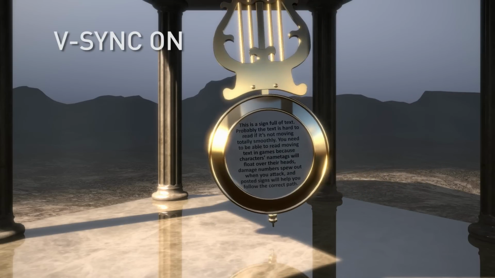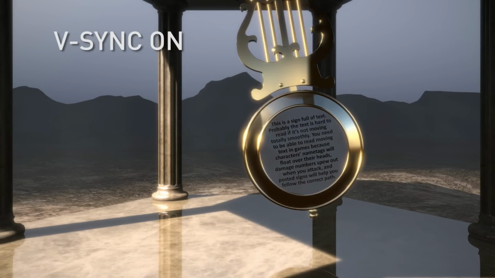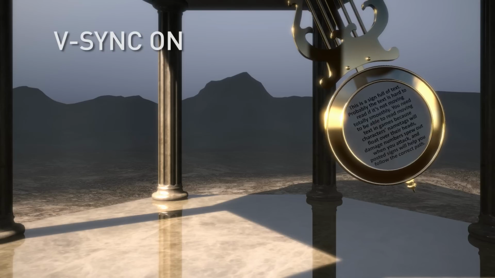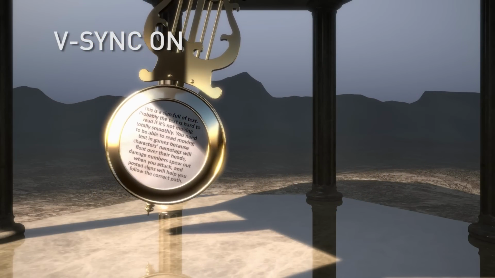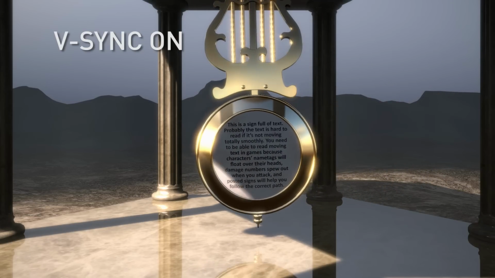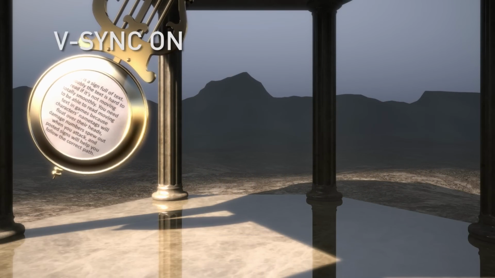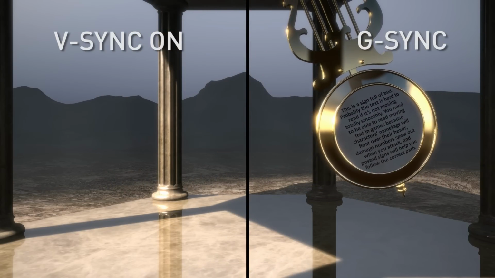To fix tearing, some gamers choose to put VSync on, but VSync on has its own problems. In this example, you're seeing a 45 frames per second VSync on capture. And what you'll notice is that the VSync on has a stutter, which is caused by the GPU synchronizing to that fixed 60 Hz. When we do a side-by-side, you can really see the difference between VSync and G-Sync.